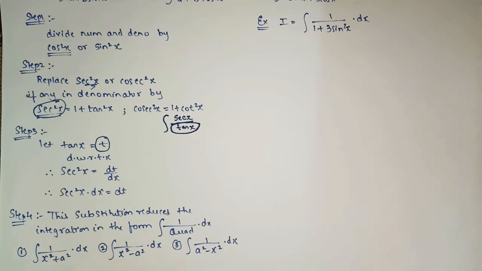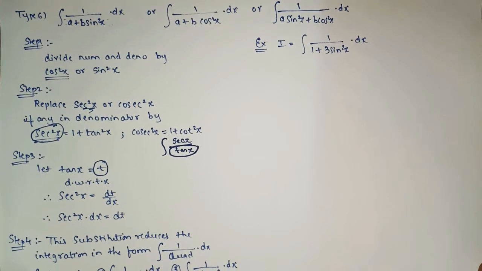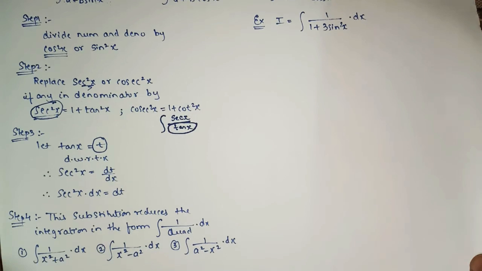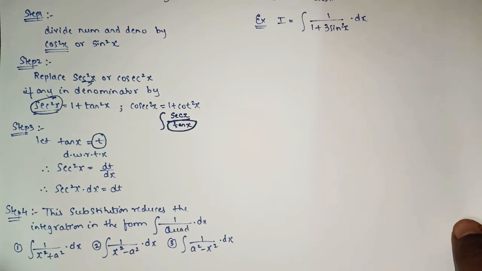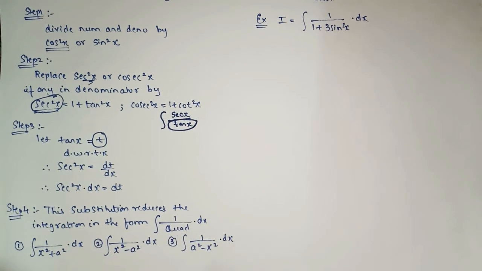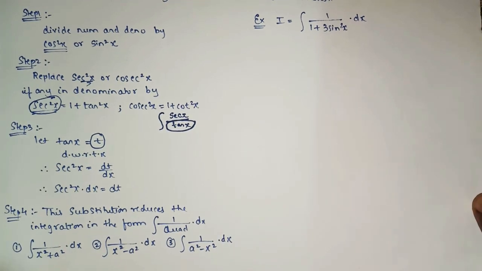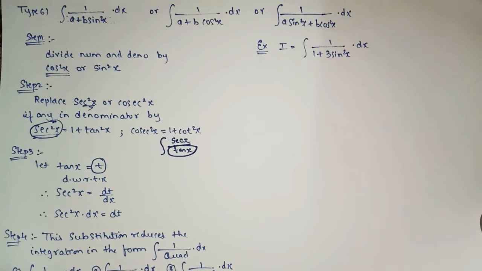So in all the three cases, whether it is type number 4, 5 or 6, the common thing is what? In each and every type, the integral will convert into 1 upon quadratic form only. So that's why I told you 1 upon quadratic will play an important role. Okay, so let's begin with sum number 1.